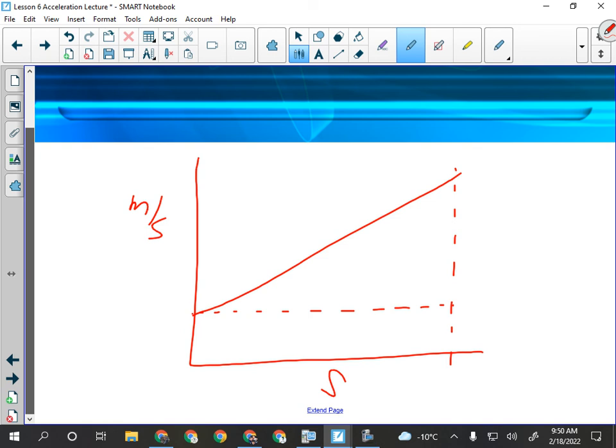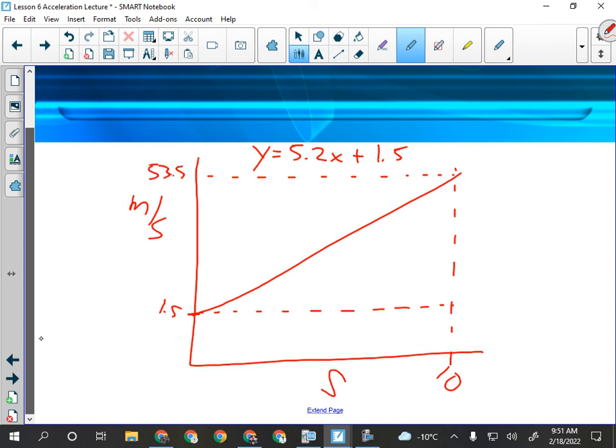So let's just say that this is the equation for this line: y equals 5.2x plus 1.5. So that means this value right here is 1.5. Everybody all right with that? Let's say this happens for 10 seconds, and let's say this number up here is 53.